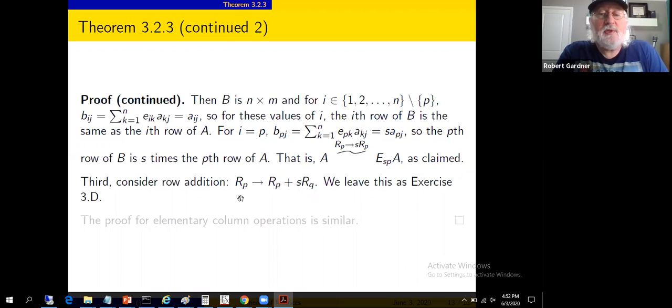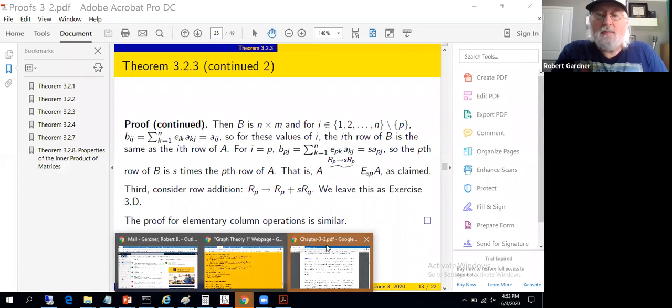We'll leave row addition as exercise 3.d. Similar manipulations. The elementary matrix only changes in row P. It's only row P that's changed, and it's changed in a specific way involving another row. And you go through and find the entries in terms of the elementary matrix times matrix A and show they are as desired. Column operations, similar manipulations. Multiplication on the right by the elementary matrices there, but same type of arguments. Okay, to the notes.